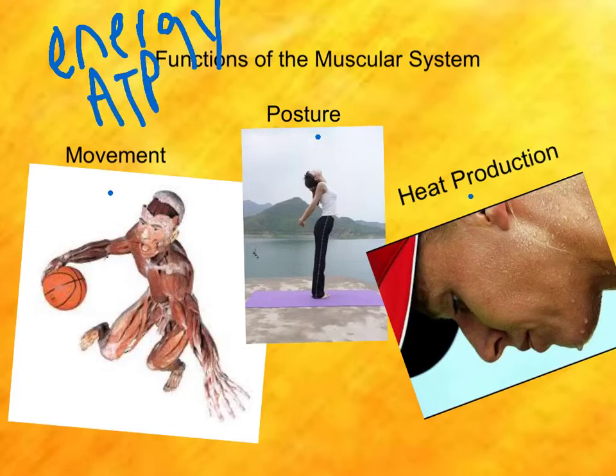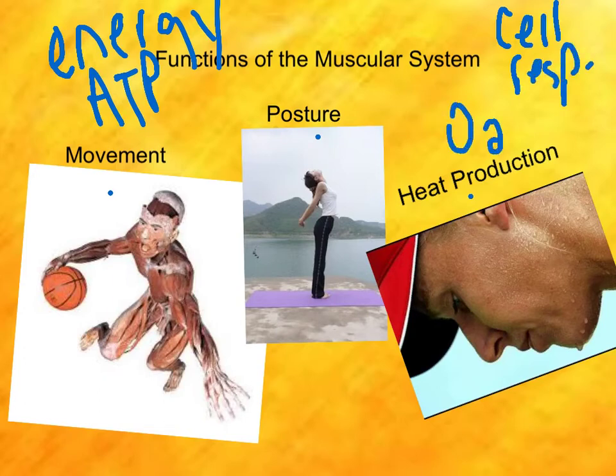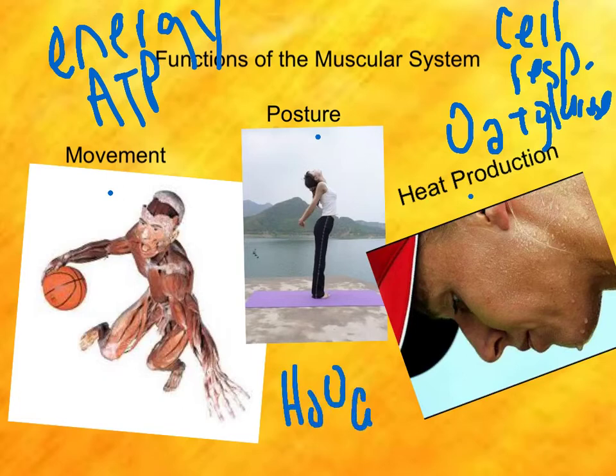Now, that energy is in the form of ATP, which is produced inside our cells in the mitochondria through a process called cellular respiration. And if you'll remember, cellular respiration uses oxygen and glucose, and the process actually occurs in the mitochondria, and the waste products are water and carbon dioxide.